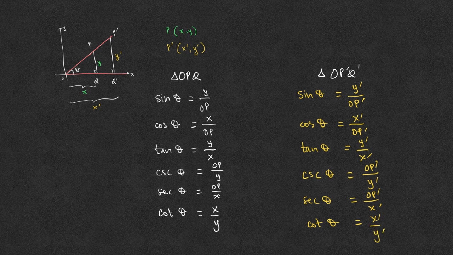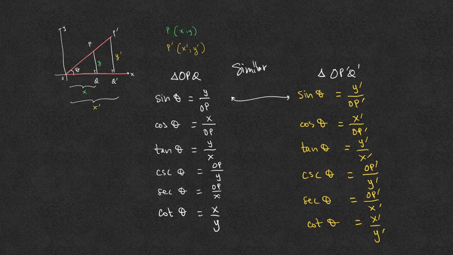The trigonometric ratios are independent of the choice of P or P prime because the smaller right triangle OPQ and the larger right triangle OP prime Q prime are what we call similar triangles. And if the two triangles are similar, then their ratios are equivalent. So y over OP is the same as y prime over OP prime. And so sine of theta using the smaller right triangle is the same as sine of theta using the larger right triangle, meaning it doesn't matter which P we use.